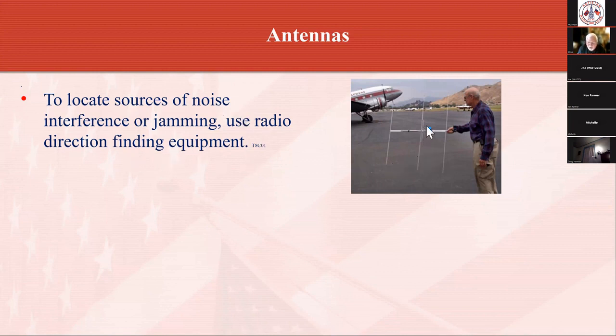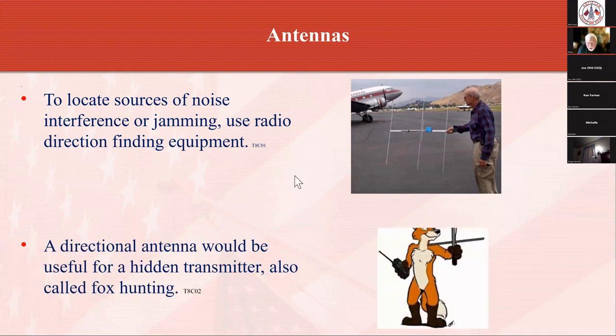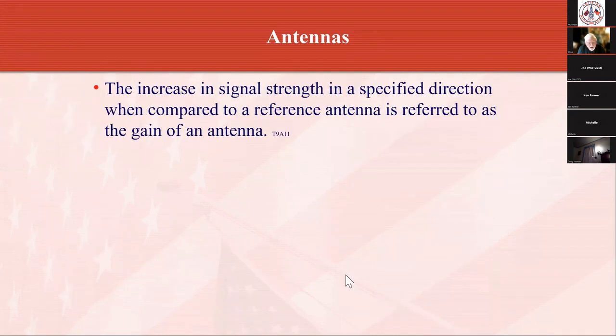Sometimes if you've got power line noise, there are guys that walk along the power lines pointing at the power lines looking for a bad insulator with an outfit like this. We also, for practice, have something called a fox hunt, where the fox is a little transmitter we hide, and we look for it with directional antennas. So a directional antenna would be useful for a hidden transmitter. That's also called fox hunting, and that's on the test. In fact, after the Ham Fest, we usually do a fox hunt.